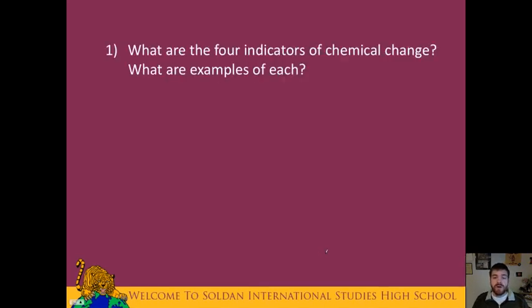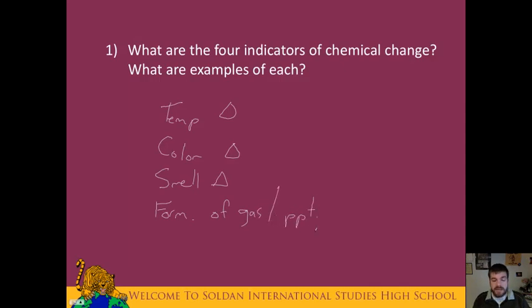Number 1, what are the 4 indicators of chemical change? Smell change, color change, temperature change, and formation of gas or a precipitate. So let's write those down here. Temperature change, remember this triangle is delta, which means change. Color change, smell change, and formation of gas or a precipitate. Precipitate, PPT, is just the abbreviation for precipitate, and that's just meaning a solid is formed.